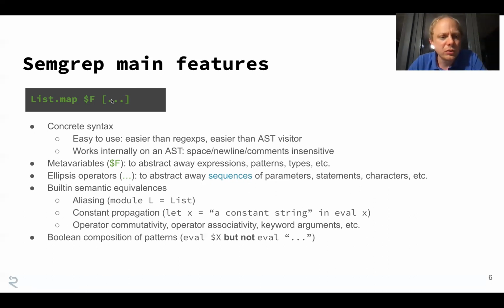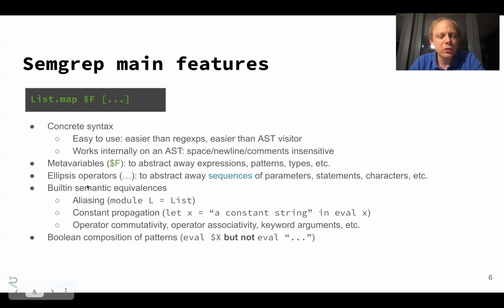Another feature is the use of the ellipsis operator, here inside the list literal. Ellipses are used to abstract away a sequence of things: a sequence of parameters, statements, characters. Both of those features are used to make the pattern more general, so the rule can apply to more code.